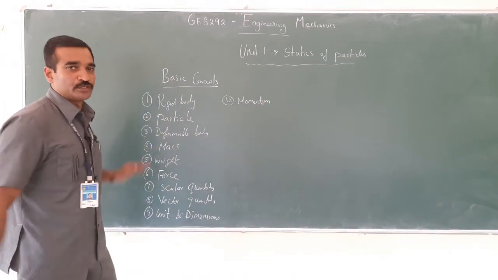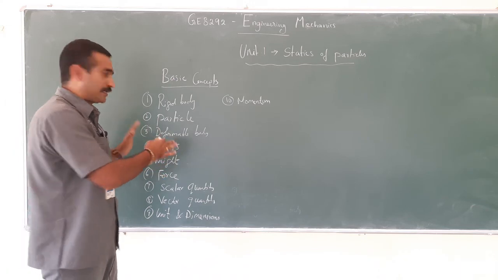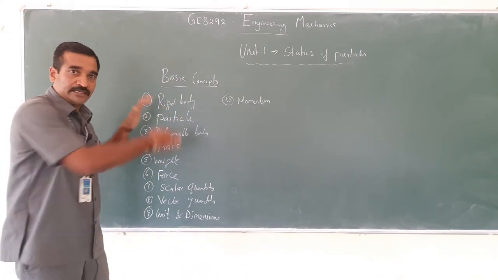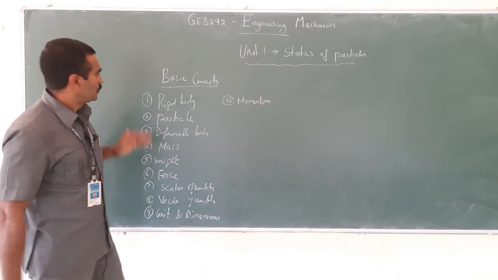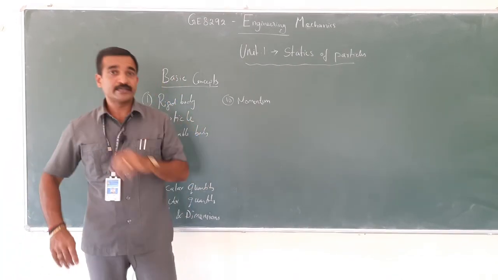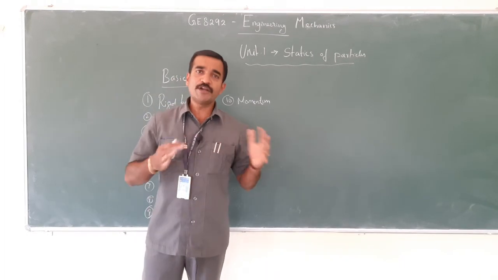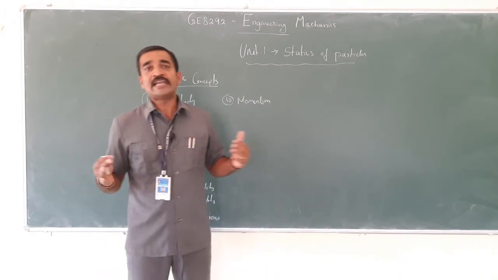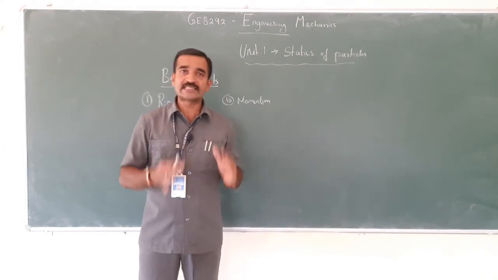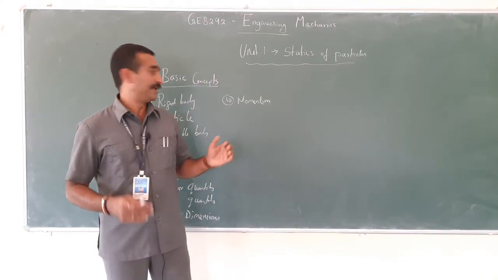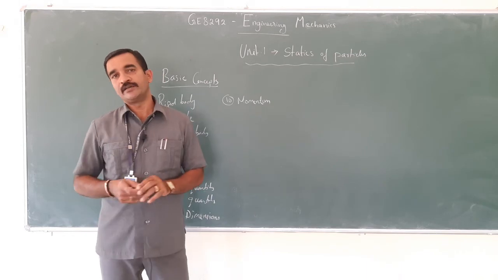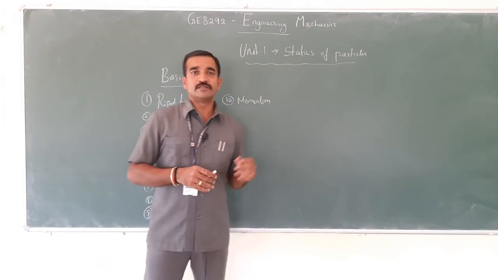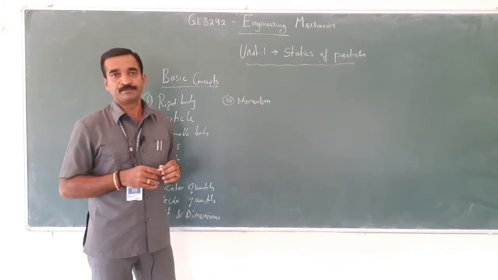So I am going to give a brief introduction and the definition of the 10 basic concepts of mechanics. First, rigid body. What do you mean by rigid body? A rigid body is a body having mass and dimension. The body which doesn't deform under the action of force is called a rigid body. For example, a road roller which rolls on the road is a rigid body.